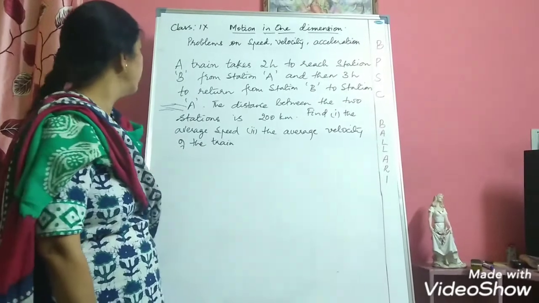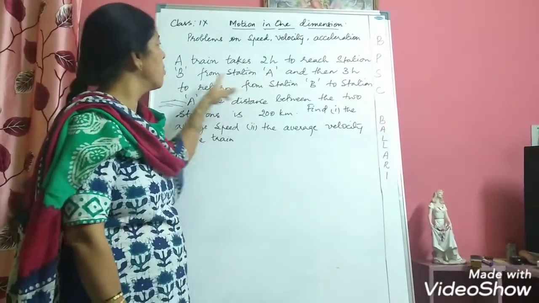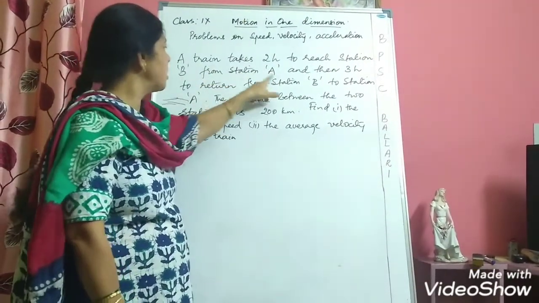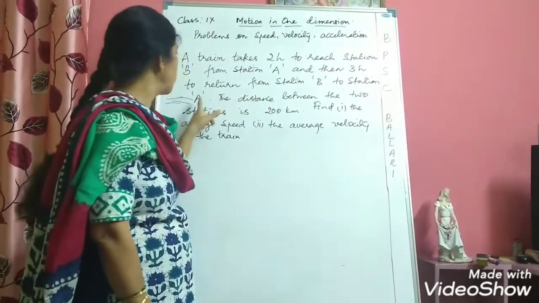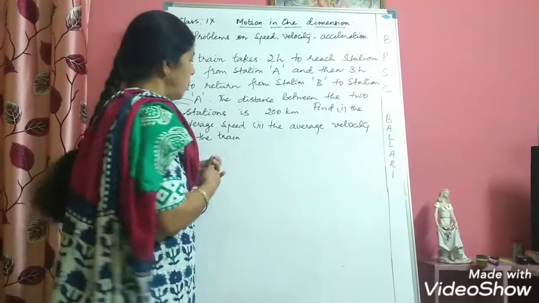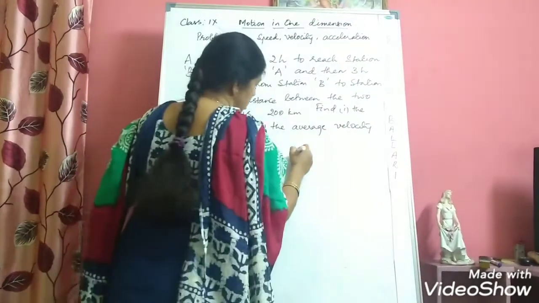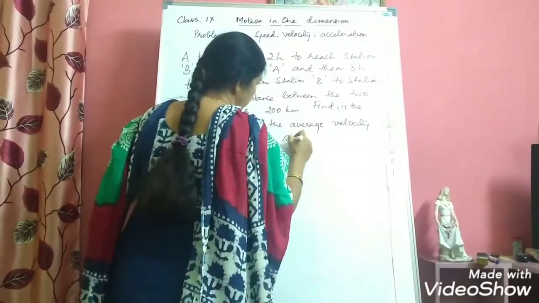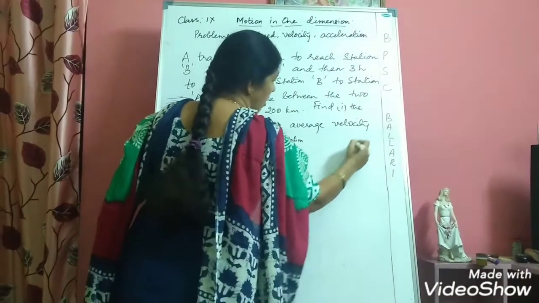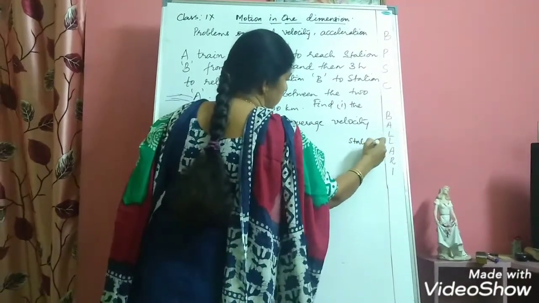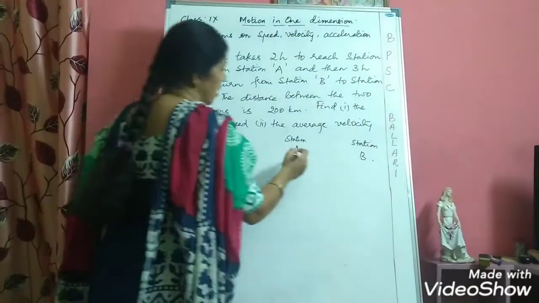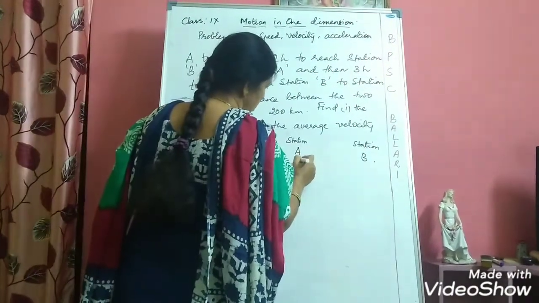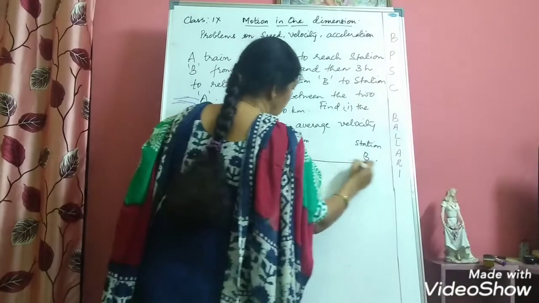Second problem we shall take. A train takes 2 hours to reach station B from station A and then 3 hours to return from station B to station A. Now there are 2 stations here. This is station A and this is station B. Now, what the train does? The train travels from A to B.